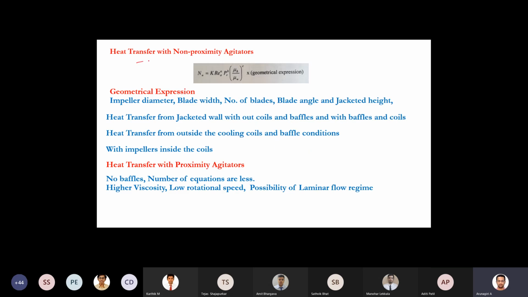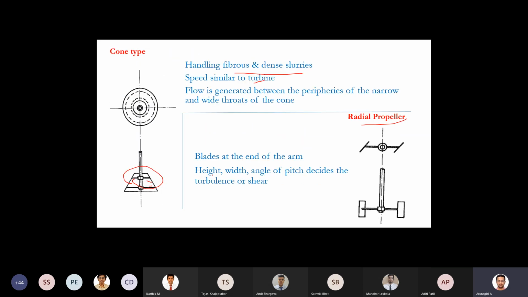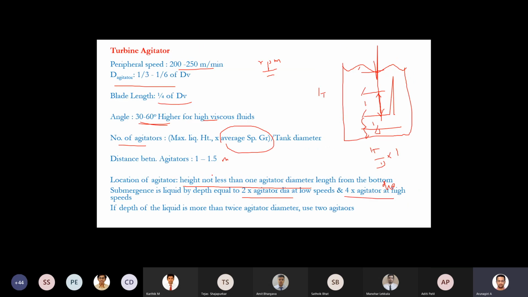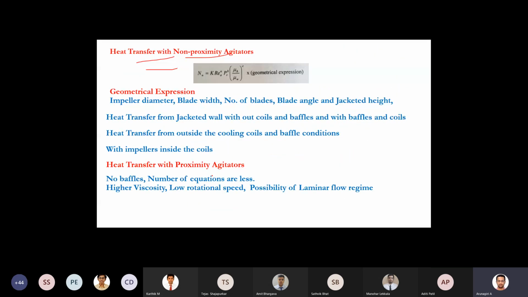Okay. So how can we design the heat exchanger or this stirred tank? Stirred tanks can be designed for heat transfer purposes. As I said, we have two different major classifications. One is non-proximity agitators, another one is proximity agitators. So these are all non-proximity agitators: the disc agitator, then cone type, then propeller agitator, then turbine agitator. These are very good examples of non-proximity agitators.